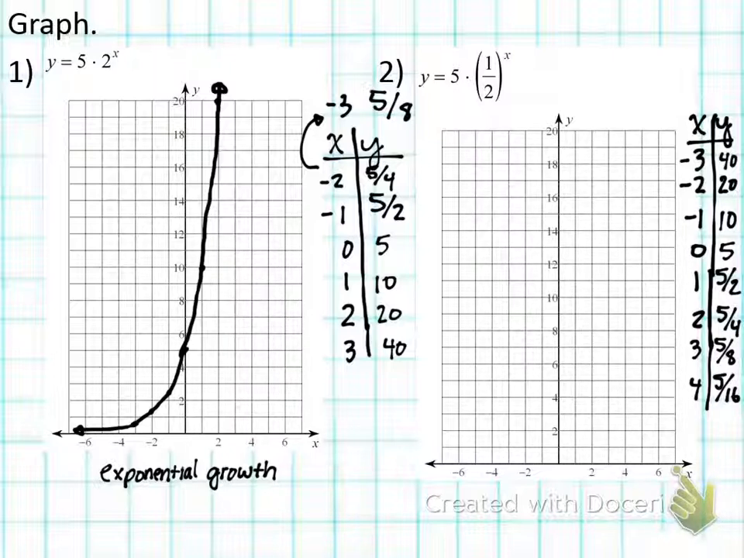Okay, so now I have a good selection of points here. These are all my ordered pairs. -3, 40 is way too big for this graph, but I could put -2, 20, -1, 10, 0, 5, 1, 5/2, 2, 5/4, 3, 5/8, and I could predict that this is what my graph's doing, right? It's actually getting smaller and smaller, but it's never really crossing the x-axis here, right?